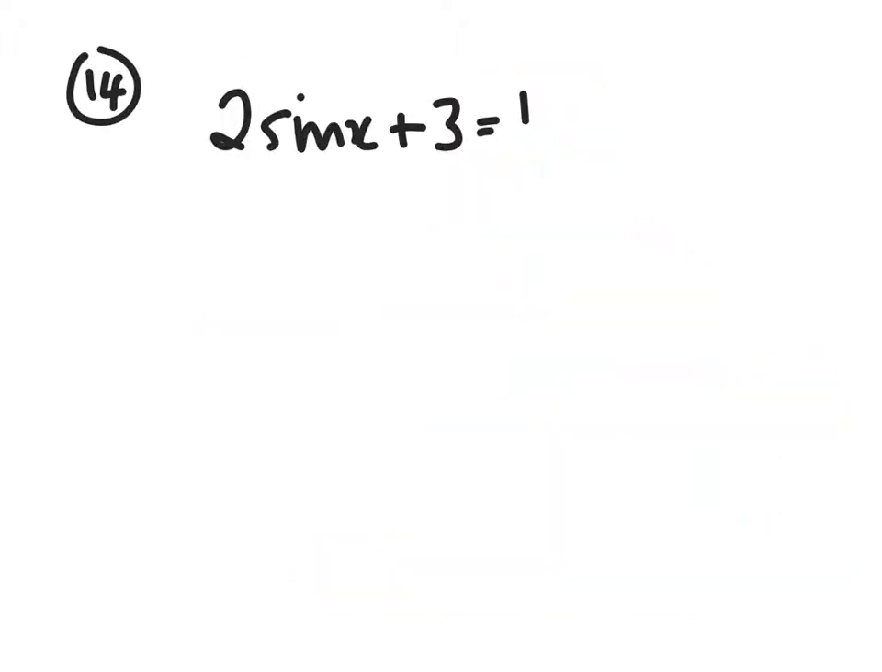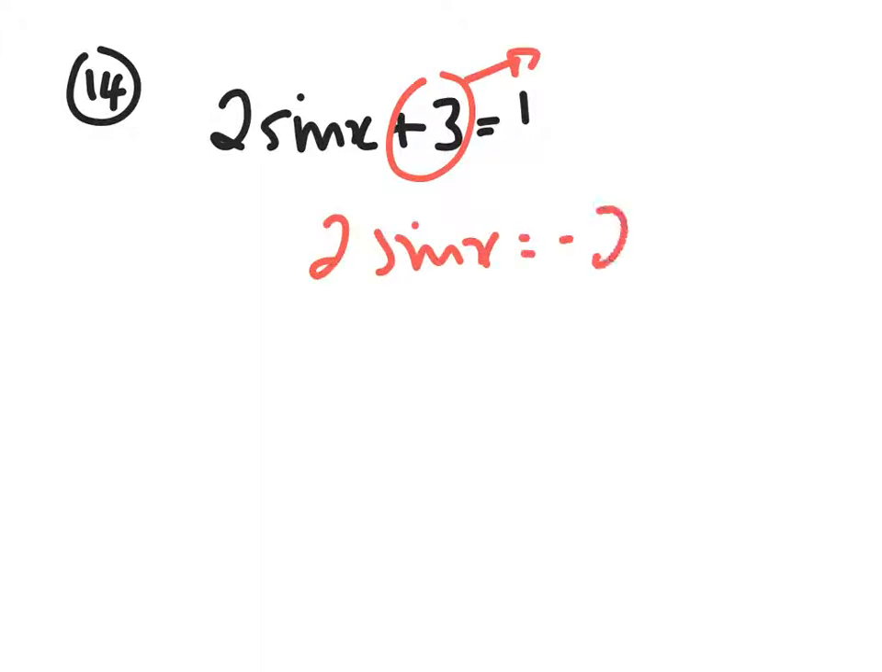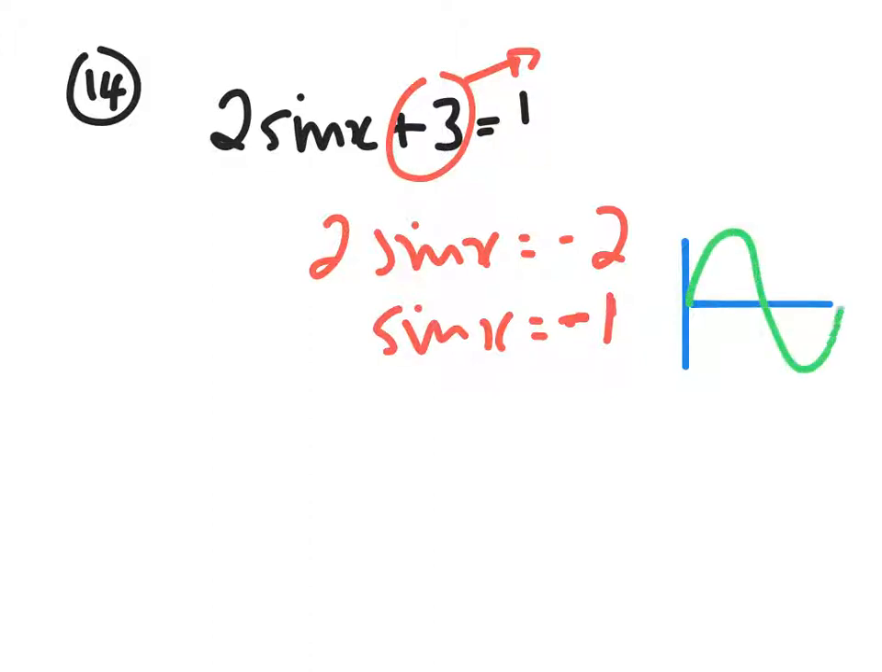Nearly there. Question 14. Take the 3 over, and you get 2 sine x equals negative 2. Divide by 2, you get sine x equals negative 1. Now, when you get sine x equals negative 1, you should be thinking of the graph for sine. The graph for sine looks like that. You're looking for the places where it's negative 1, which means where it's down here. That only happens at 270 degrees.